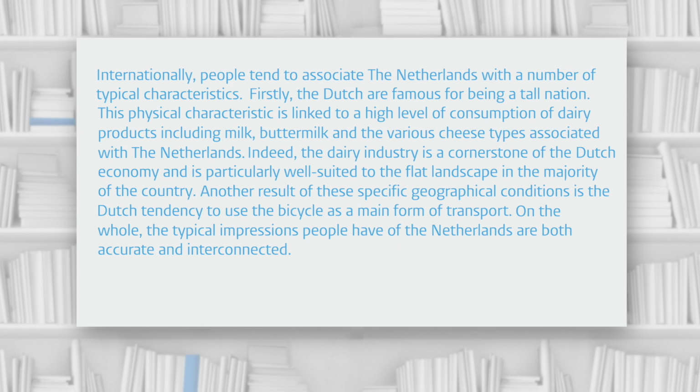You can see in this example that we've created flow by linking the early part of each sentence, the topic, back to the latter part of the previous sentence. Firstly, links back to number of characteristics. This physical characteristic links back to a tall nation. The dairy industry links back to consumption of dairy products. These specific geographic conditions refers back to the flat landscape.